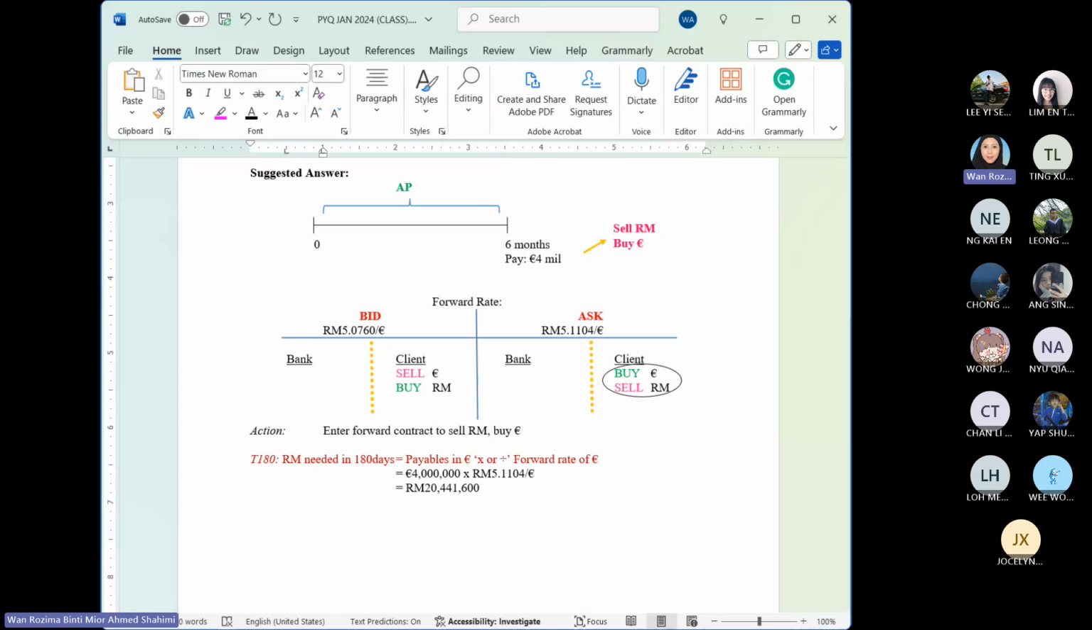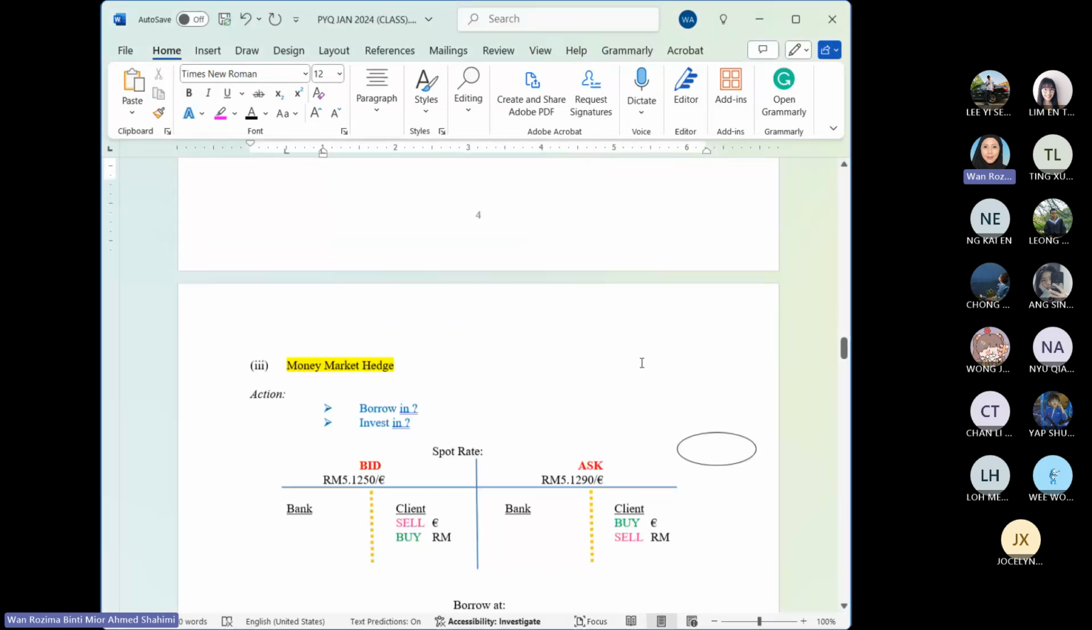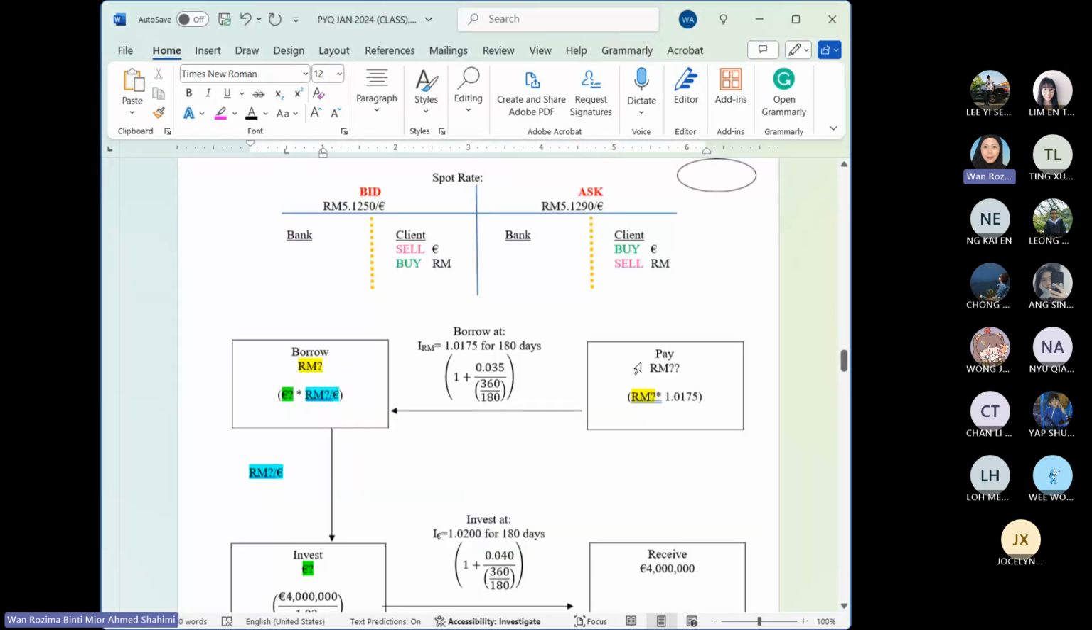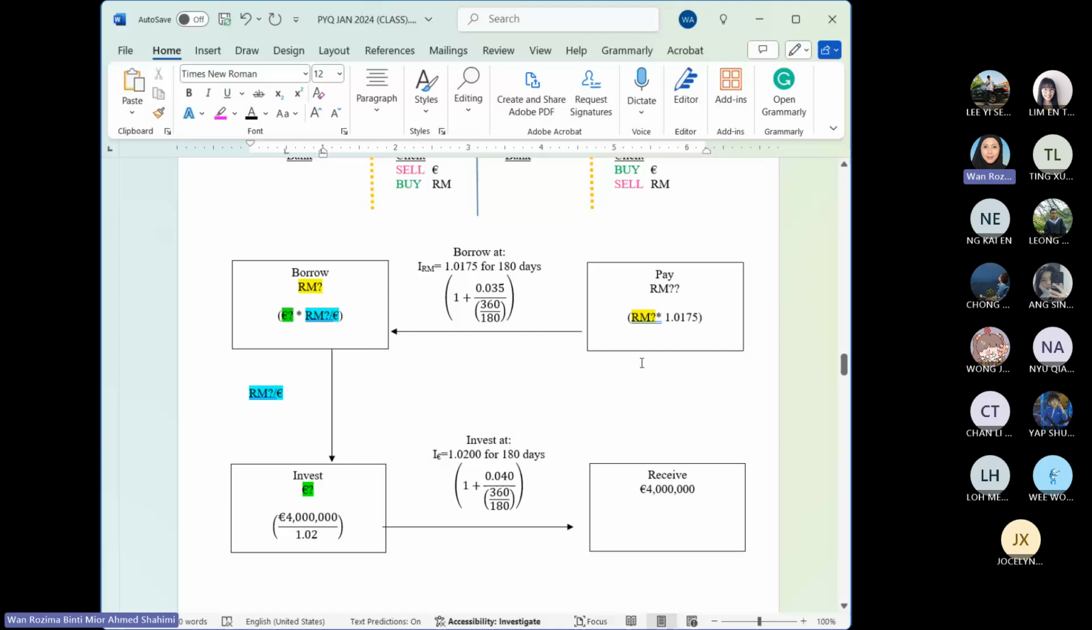Now, question number 3. Demonstrate to Aquatic how a money market hedge can be carried out and determine the corresponding hedge value upon settlement. So this one is the money market hedge. These are the steps. You can snap and then do it later and fill up. The color coded means the figures.